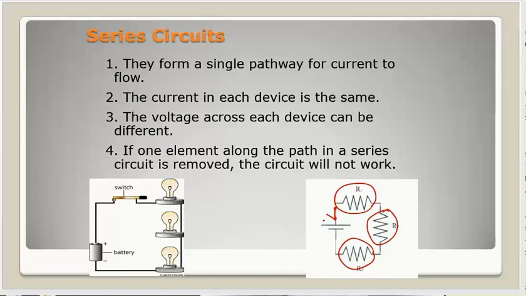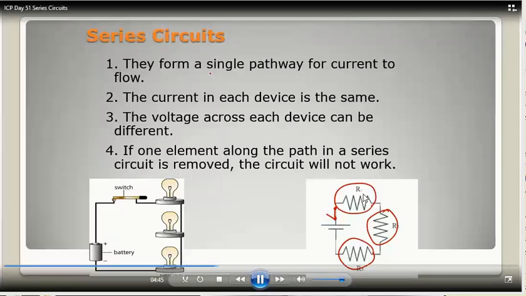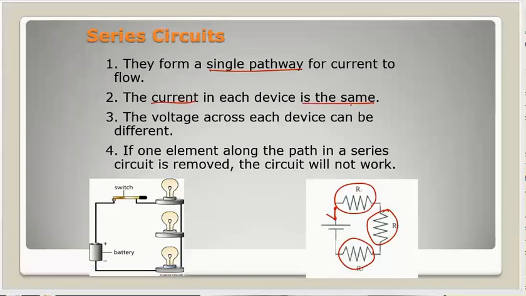The voltage across each device can be different. Resistor 1 could be getting 2 volts. This could be getting 3, and this could be getting 5. Let's see, what else do we want to talk about here? If one element along the path in a series circuit is removed, the circuit will not work.